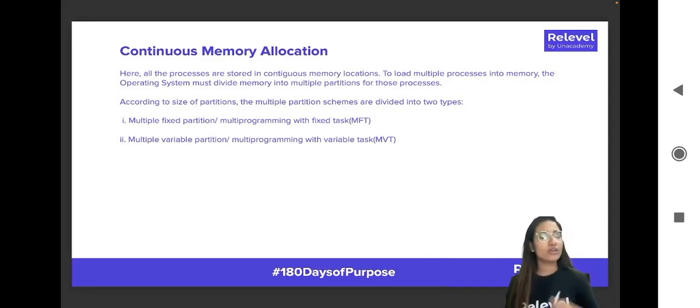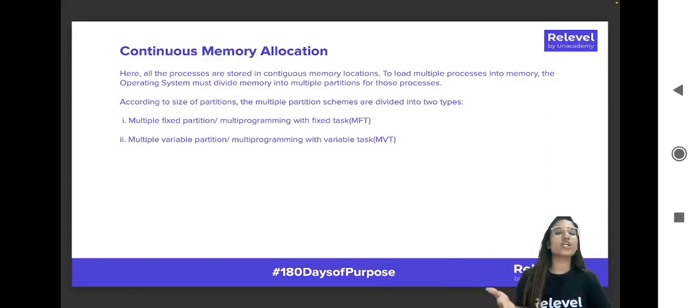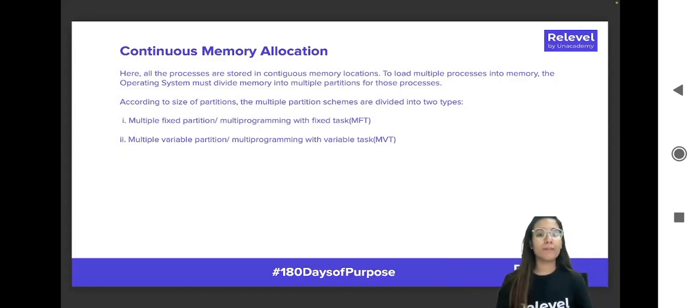Contiguous memory allocation is divided by partitioning your memory using two different techniques. The first is fixed size partitioning, or multiple fixed partition, or multi-programming with fixed tasks. The second is multiple variable partition, where you do multi-programming with variable tasks. So always remember this.